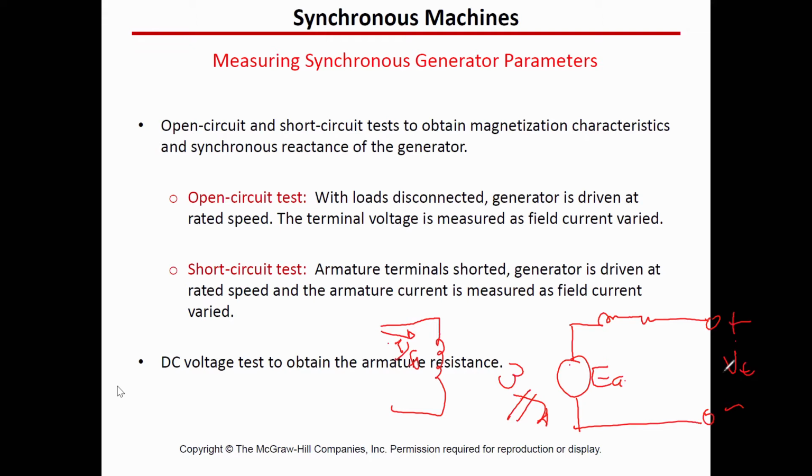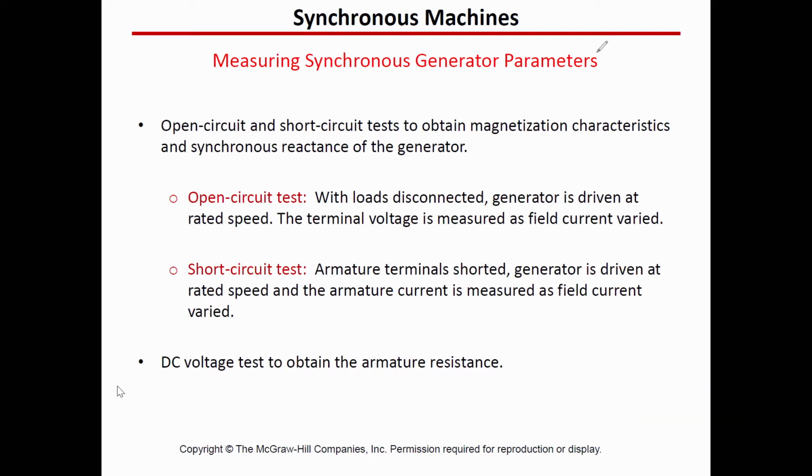For the short circuit test, you make this short circuit. Again, you drive the machine at rated speed, and now you measure the armature current, each time changing the field current. So for the open circuit test, you measure the voltage. For the short circuit test, you measure the armature current. And from the armature voltage and the armature current, you find the value of XS. Okay? So let's go through them one by one.